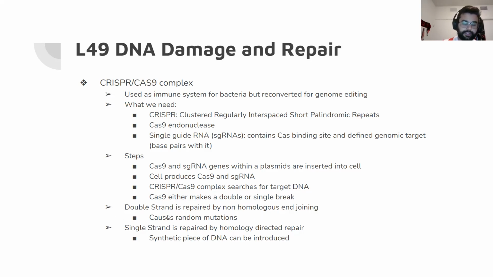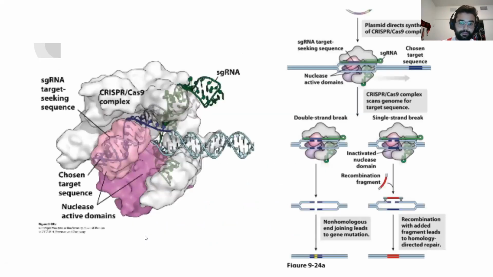In a double strand, we're actually going to be repairing it by non-homologous end joining, which is going to be causing random mutations. But for a single strand break, it's repaired by the homology directed repair, which we didn't talk about. But this way, with our single strand break, we can actually make synthetic pieces of DNA that can be reintroduced into the new genome.